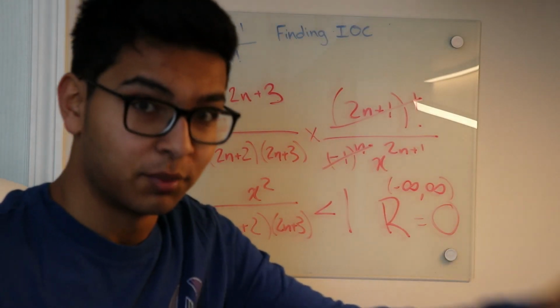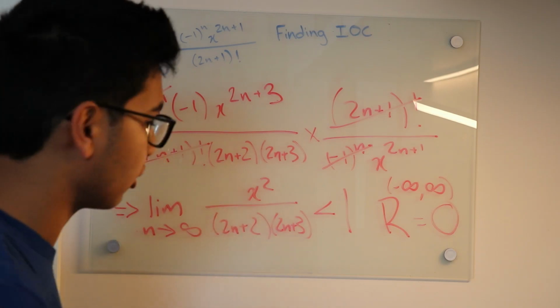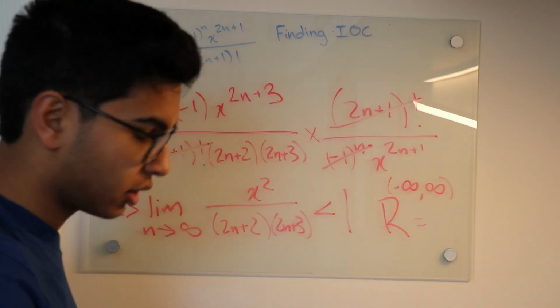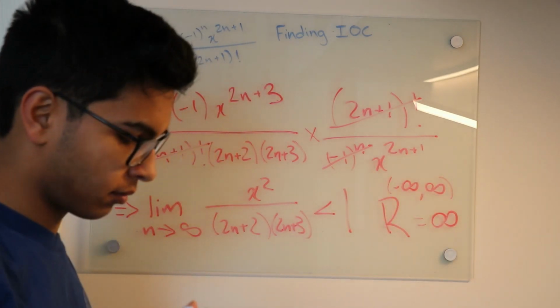Okay guys, I made a bit of a low IQ mistake in that one. Since the x term has no impact on the series, the radius is not going to be equal to 0, but instead it's going to be equal to infinity.